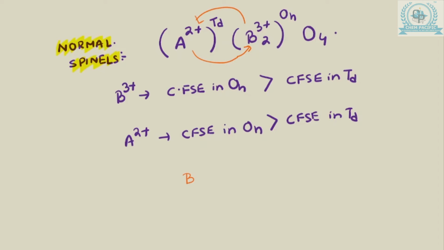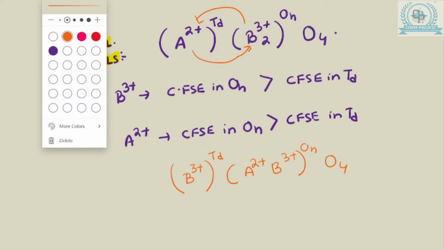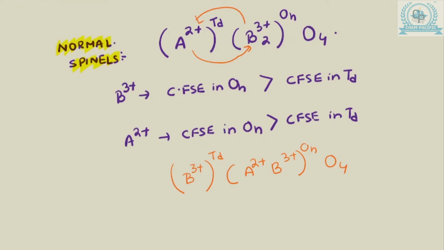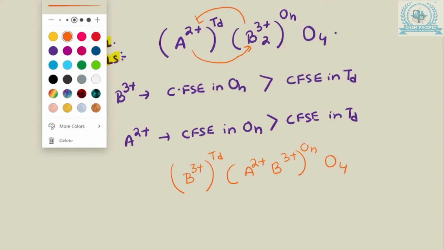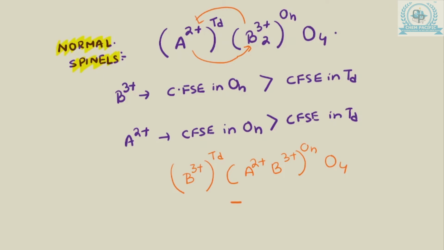So definitely what will its formula become? Its formula will now become B3+ occupying the tetrahedral sites, then A2+, and half of B will always remain here in the octahedral void, and this is going to occupy. So if they attain this type of configuration, we will call it an inverse spinel.